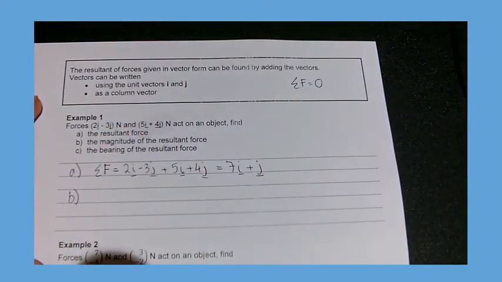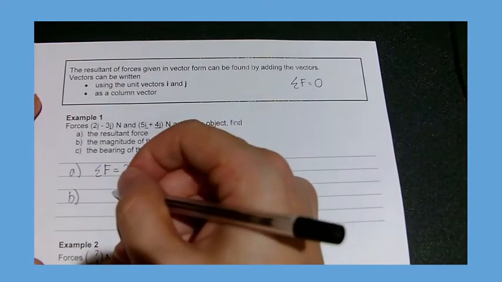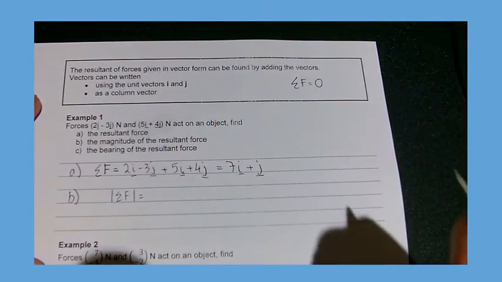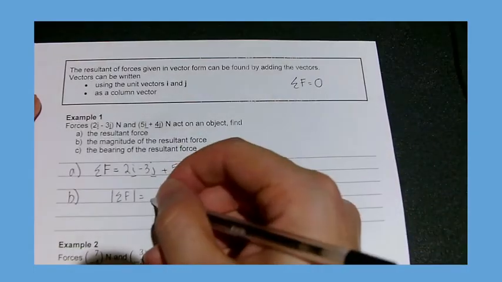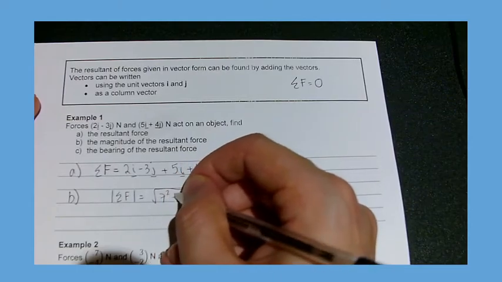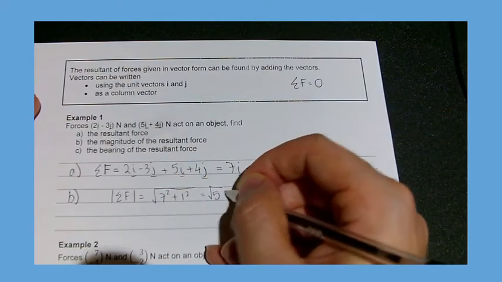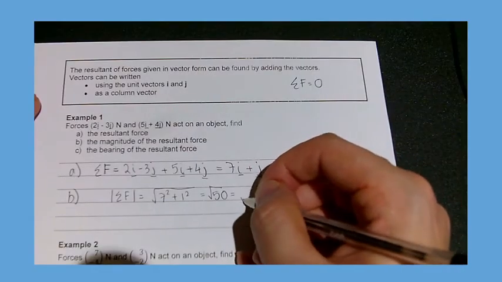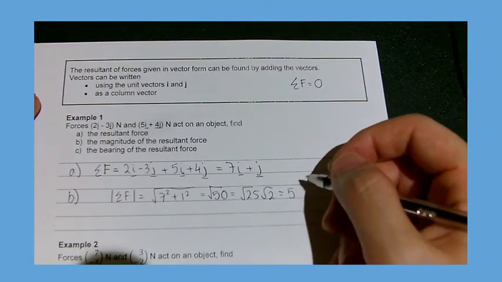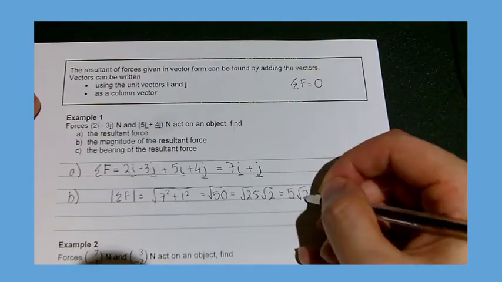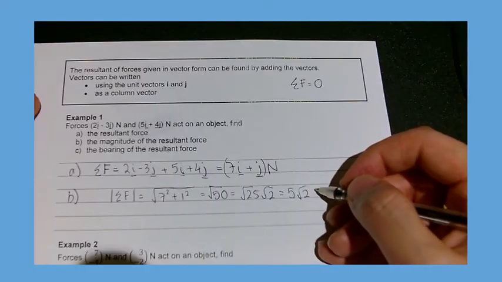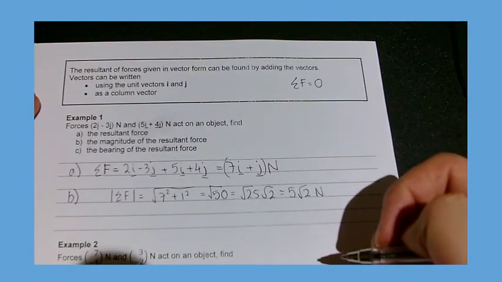Part B asks you to find the magnitude of this resultant force. Like I did with vectors in Pure 1 and in the first week of mechanics, I need to apply Pythagoras on the coefficients of i and j. So 7 squared plus 1 squared, which is root 50, which becomes root 25 root 2, which becomes 5 root 2. Now I've got to be careful, we need to put the units: 7i plus j newtons here, and obviously a magnitude of 5 root 2 newtons.